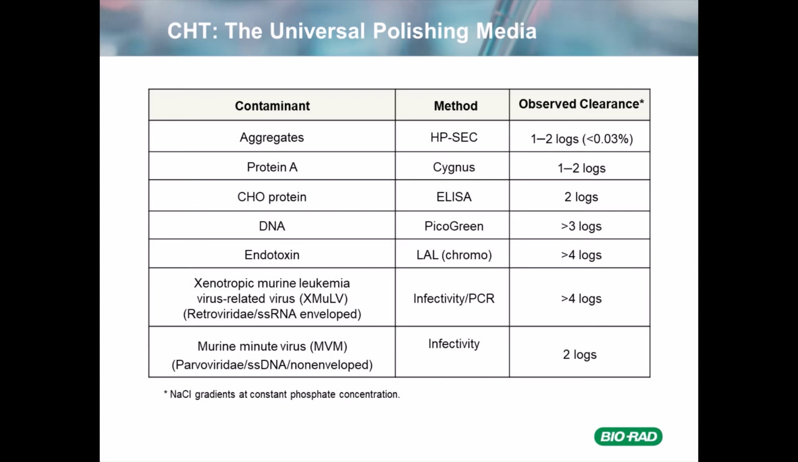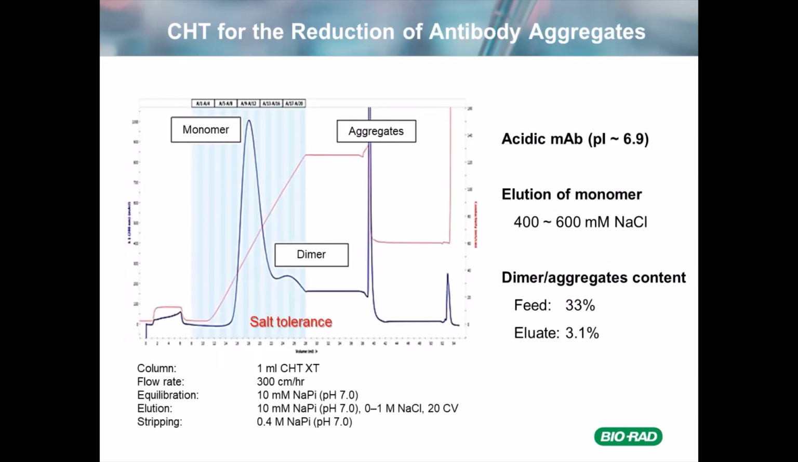And I'm going to show you an extreme case where we have a feedstock of an acidic mAb that contains over 30% of high molecular weight impurities. So when we condition the feedstock to neutral pH and load it on CHT-XT, we start a gradient between 0 to 1 molar sodium chloride.